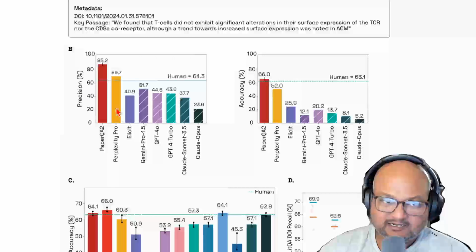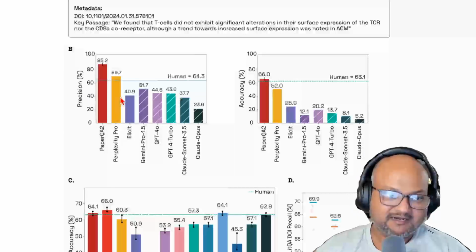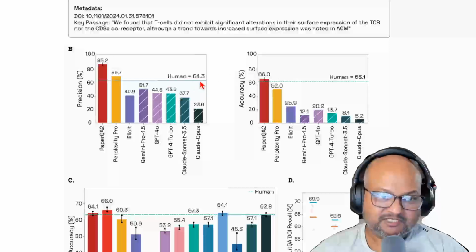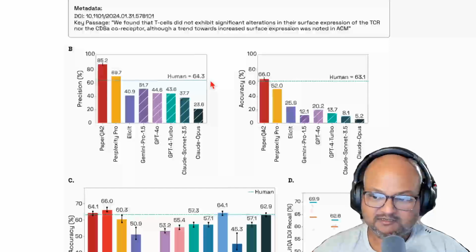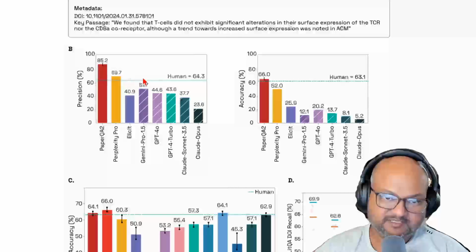And here's the headline result that justifies the use of the word superhuman in the title of the paper. On precision, the human evaluators scored about 64%, whereas the PaperQA2 system got 85%.